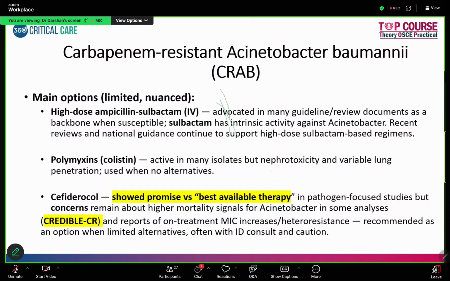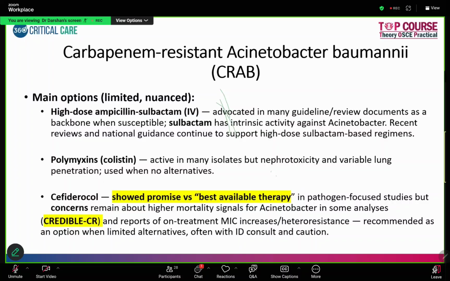Coming to the next group of organisms, carbapenem-resistant Acinetobacter baumannii. We all know this is one of the deadliest critical priority pathogens in the WHO list. Again, what are the options here? What is IDSA saying? That is what I want you to know. Based on the 2024 guidelines, high-dose ampicillin-sulbactam or plain sulbactam is the first-choice therapy they have recommended for CRAB.